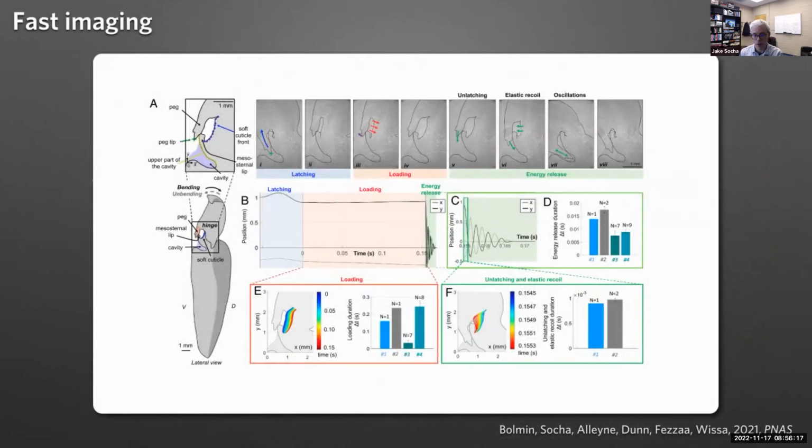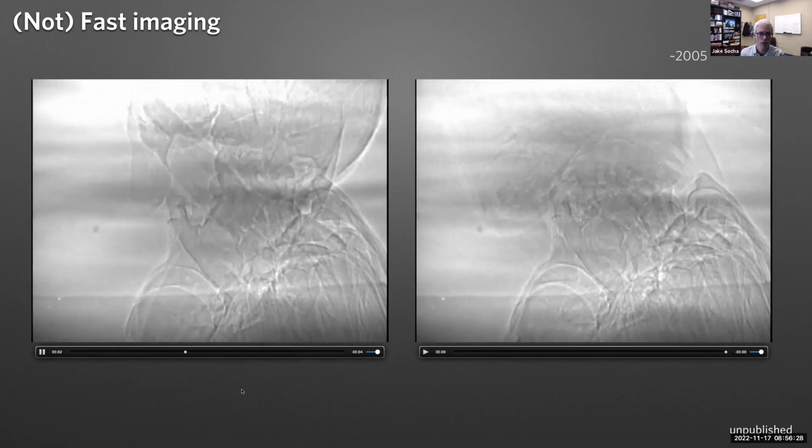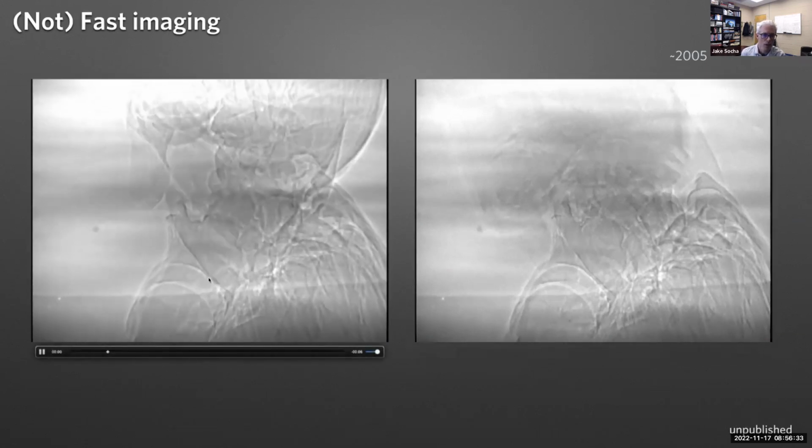You can also do very, very fast imaging. So this is an example that was published recently. And this was done on click beetles. So I want to show you something. This is a movie that we made in 2005. And you can see the click beetle there.